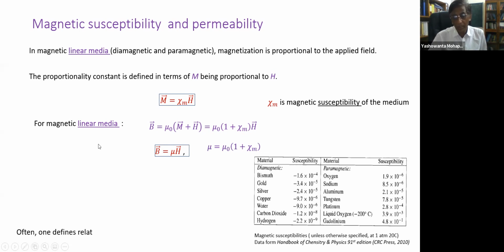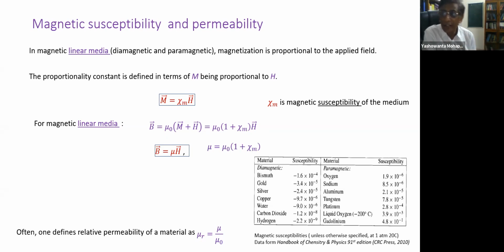Okay. So often one defines the relative permeability of a material as well. But chi m is just like the electric susceptibility we had in case of electrostatics, but here it is magnetic susceptibility. But remember, magnetization is proportional to H, not B. All right, that is the way it is defined.